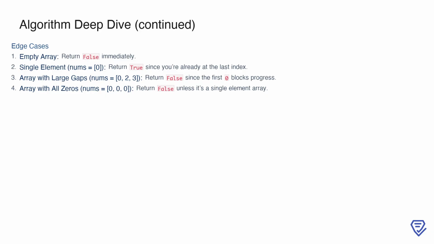When solving this problem, it's important to account for edge cases. If the array is empty, we immediately return false, as there's no way to jump. For an array with a single element, such as [0], we return true, since we're already at the last index. Arrays with large gaps, like [0, 2, 3], are impossible to complete if the first element is 0, as it blocks progress entirely. Similarly, arrays consisting entirely of zeros, such as [0, 0, 0], will also return false unless it's a single element array. These cases highlight scenarios where the problem constraints or initial conditions make reaching the last index infeasible, and they ensure the algorithm handles all inputs robustly.